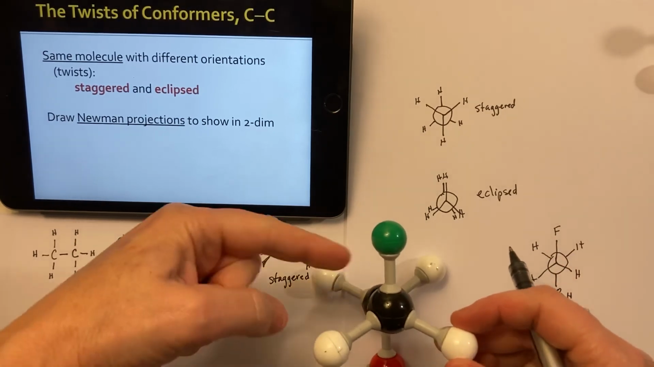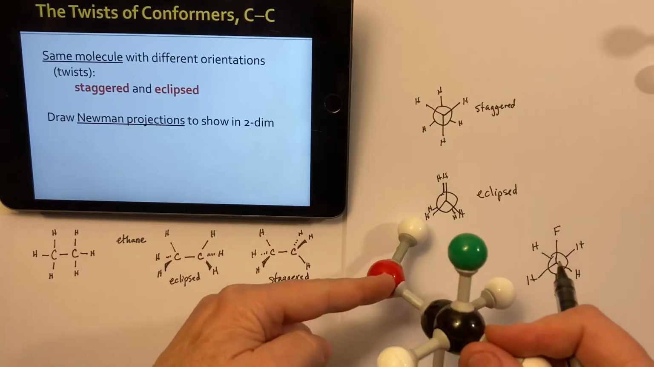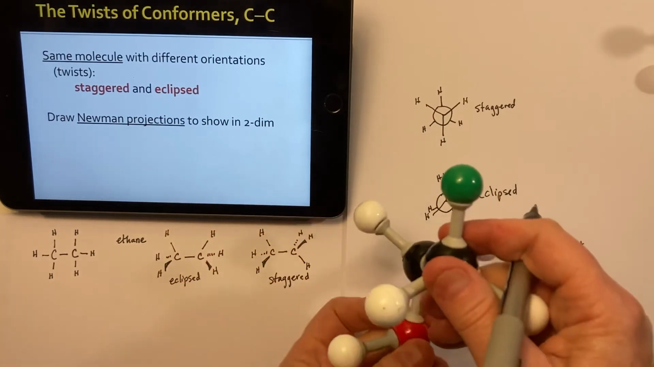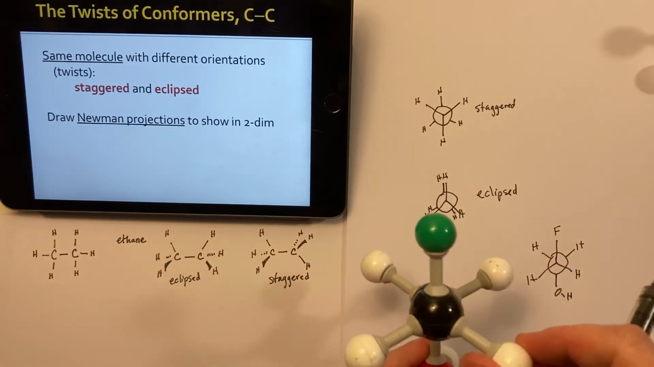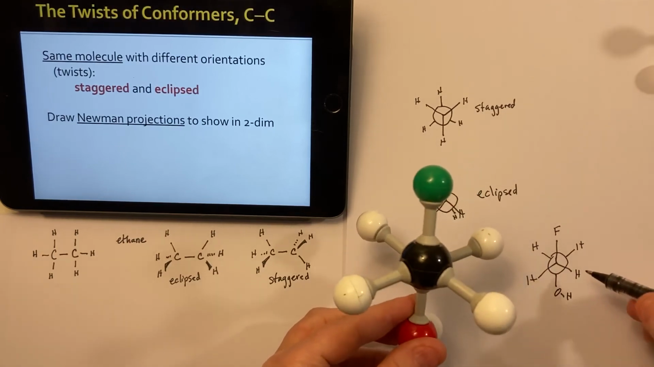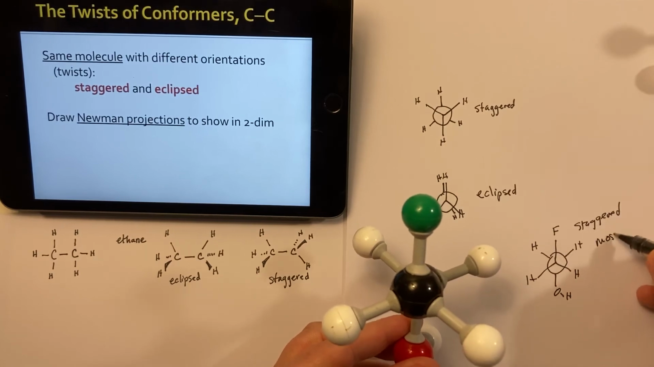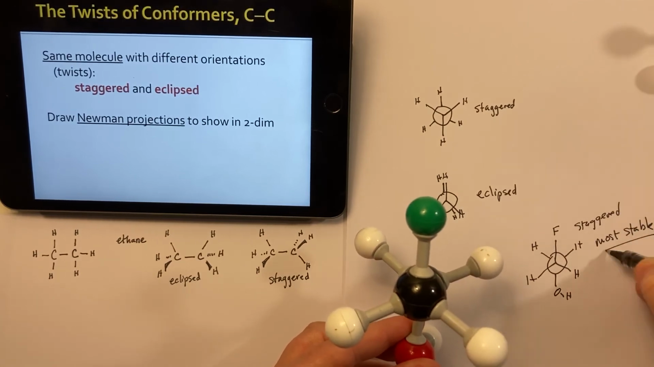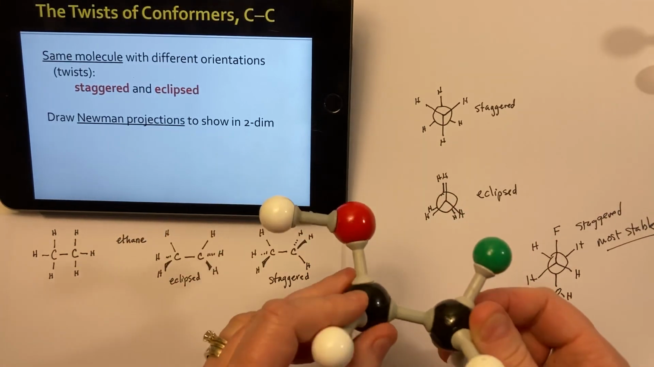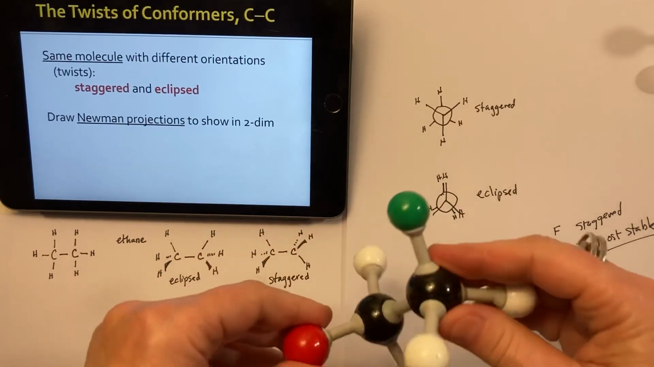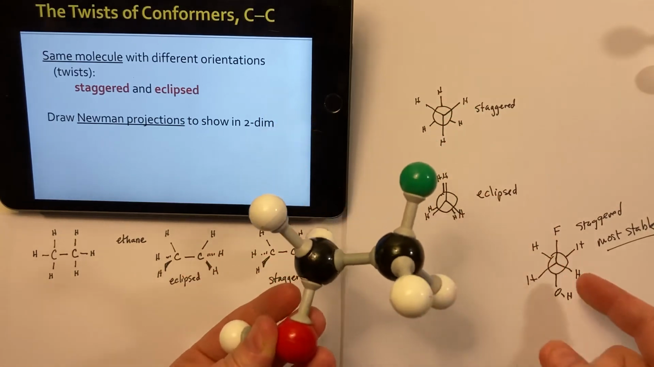So those are fully staggered. I mean, certainly this would be staggered, but maybe that's not quite enough space. Maybe fully staggered is really what we want. Fully staggered. We're going to say that staggered positioning would be the most stable. That's the most stable arrangement. That's the preferred arrangement. If I twist it around, I'm not getting any different molecules, still the same molecule. But because I've spaced it out, the molecule is most likely to be found with this staggered arrangement.